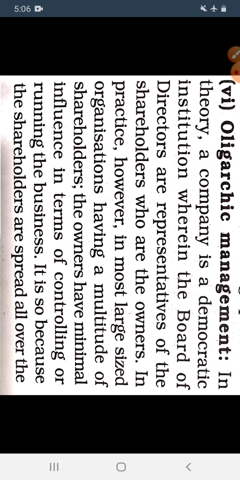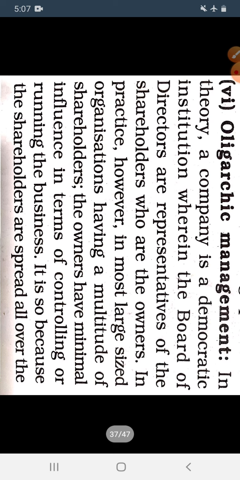Next is oligarchic management. Simply, in theory a company is shown as if there is democracy in the company, but in reality there is aristocracy in the company, because only a few members, basically the board of directors, decide what we have to do and what kind of decision we have to take. In theory we say the company is democratic; whenever we have to take any decision, we will ask everyone, but that is only in theory. In practice, all the decisions are taken only and only by the board of directors. This is the oligarchic management.